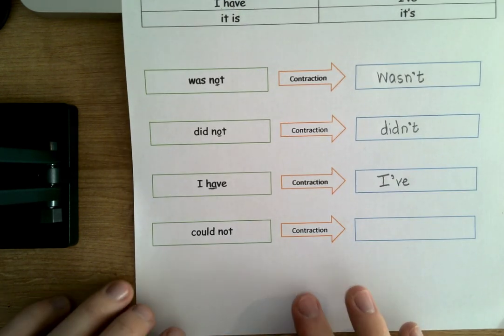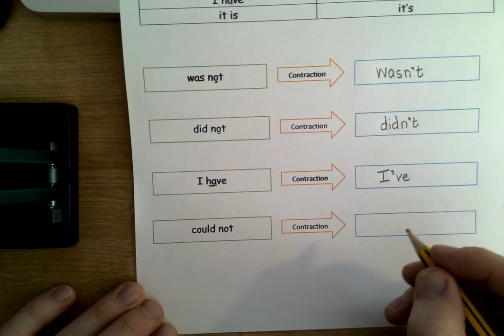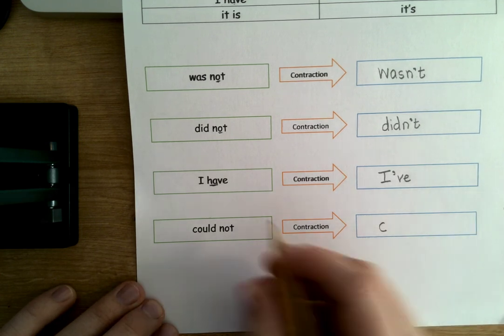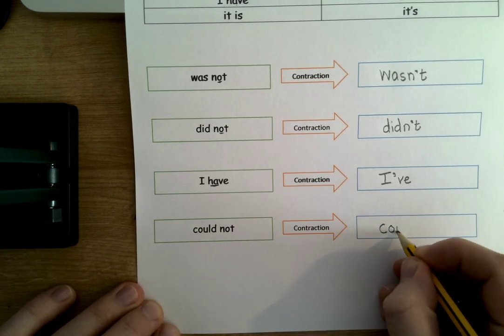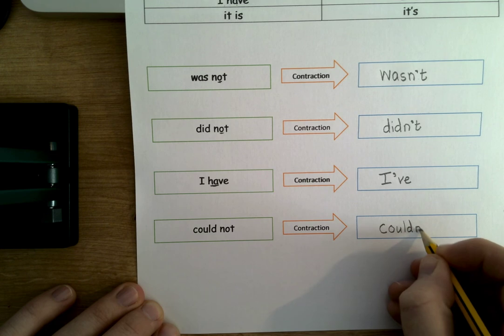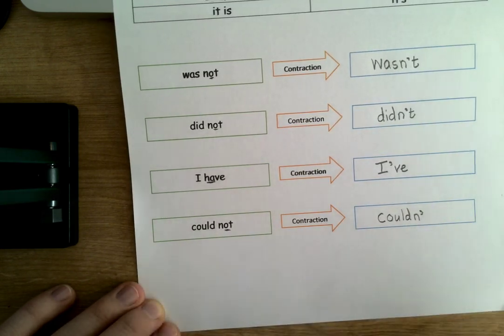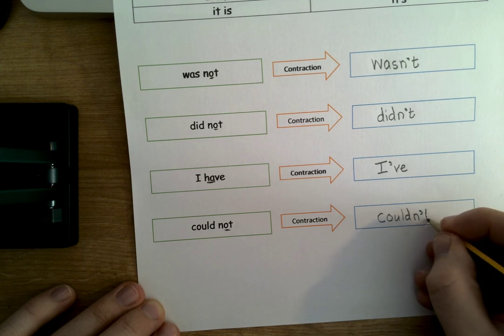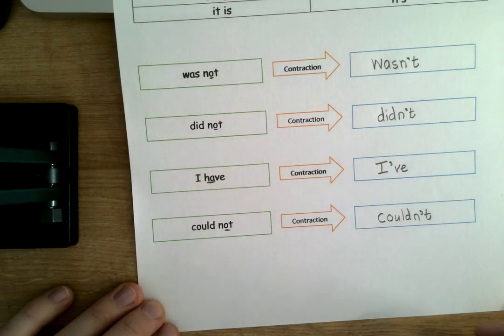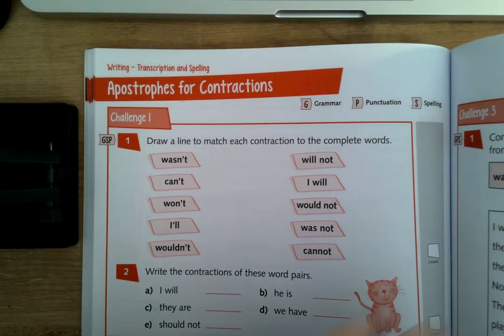What about could not? Could not becomes couldn't. Could, with your N, leave out your O, the apostrophe will take its place, and end it with a T. Couldn't. Right. To get a bit more practice with that, I'll give you a quiz on that on Purple Mash.